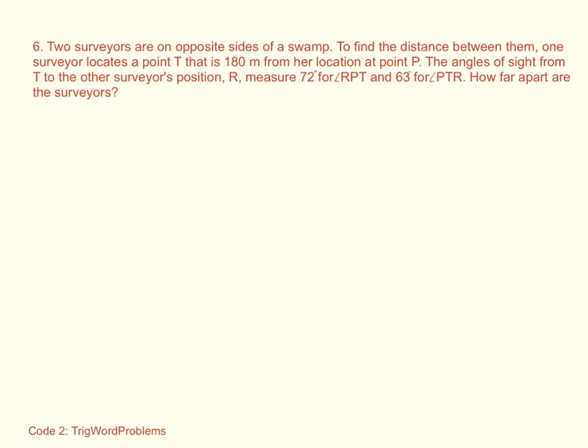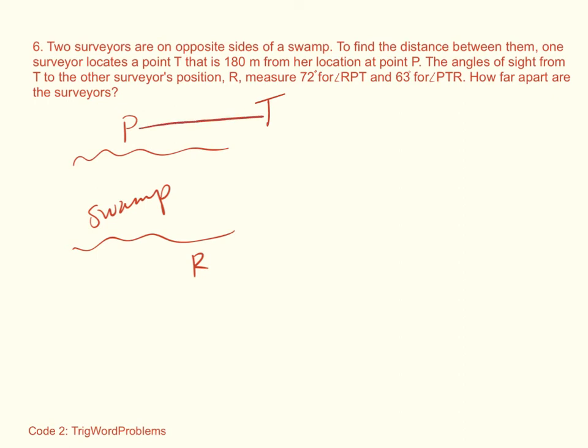First things first, we've got 2 surveyors on opposite sides of a swamp. This is my swamp right here. Okay. So we've got one surveyor at point P. Let's put her on that bank. Okay. And then we've got another surveyor at point R. So we'll put them on that bank. The surveyor at point P found a point T that is 180 meters from her location. So let's say that's over there. Okay, so this distance right here is 180.